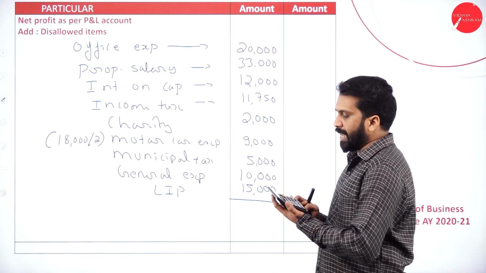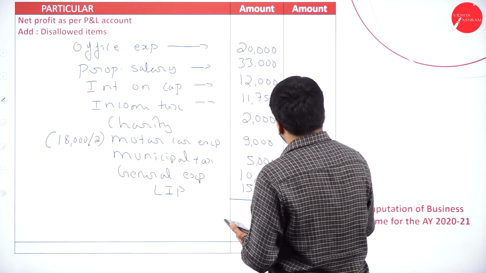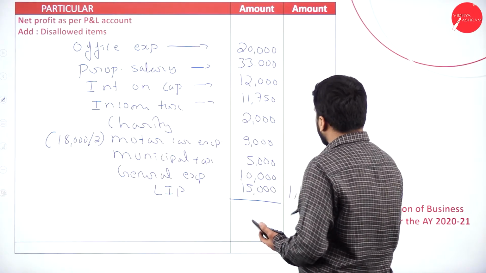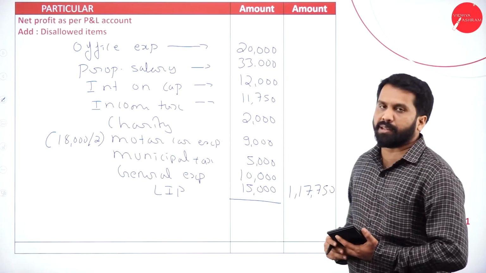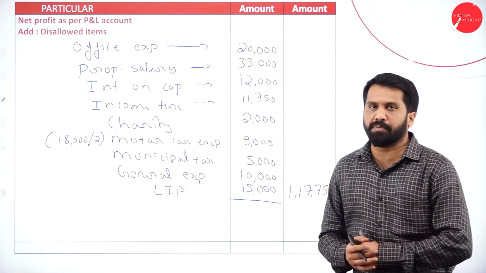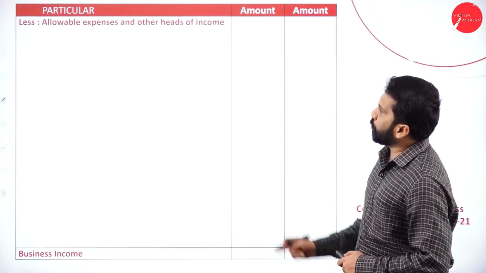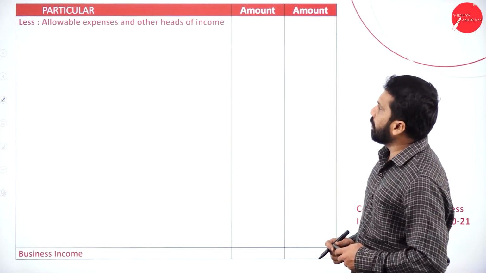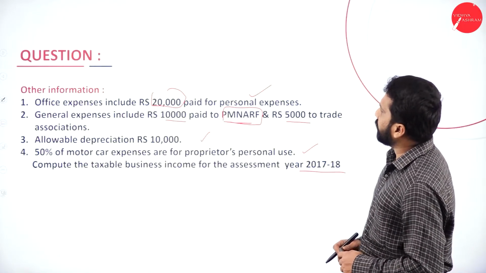I got 1,17,750. This is what, these are your disallowed items. Clear? So these are not related to business. Now we'll go for your allowable expenses. Continuation actually. Now allowable expenses are other head income.